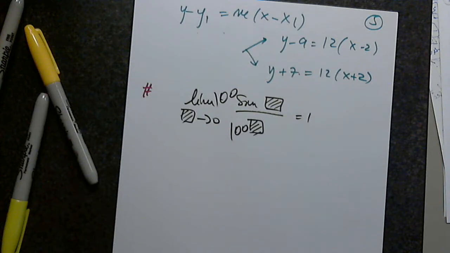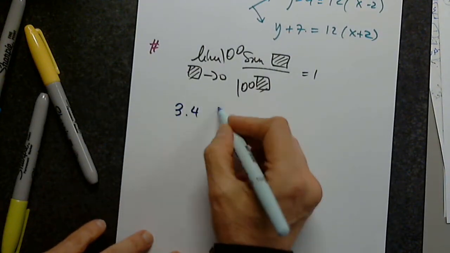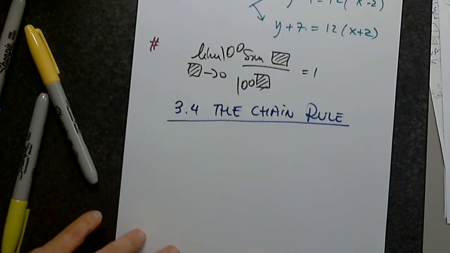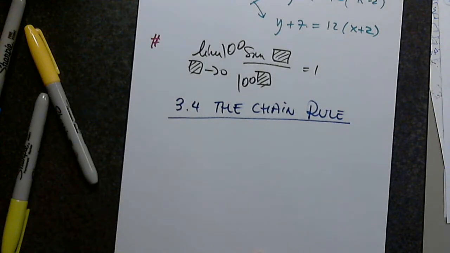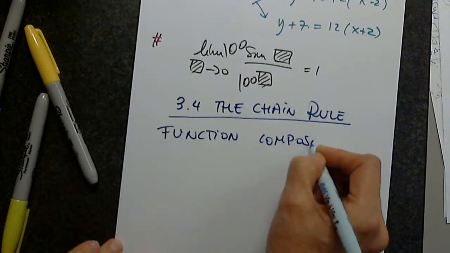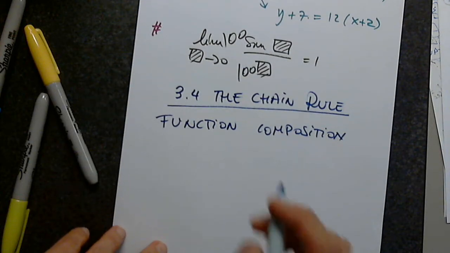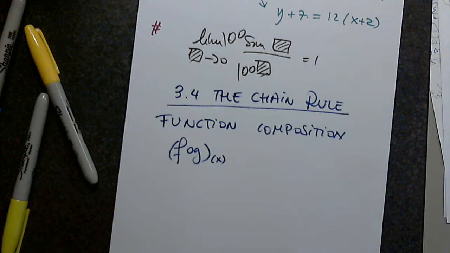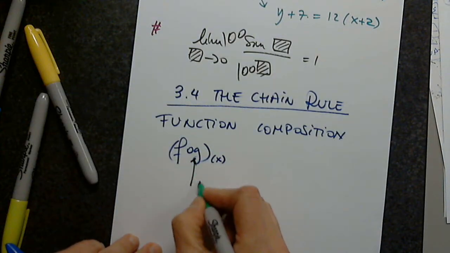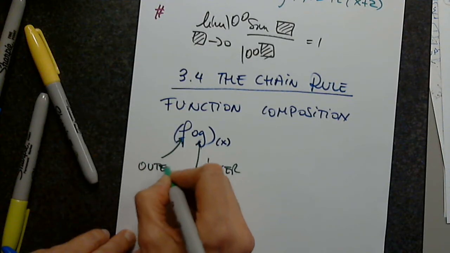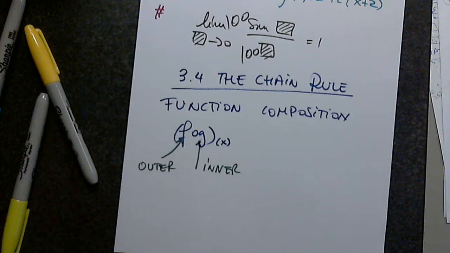Okay, so finally we got to the chain rule. This is section 3.4. The chain rule refers to function composition. What is function composition? F composed with G of X, which means, which is the inner function? Yes, the closest to X is the inner. And the one that is applied to F is the outer. Perfect. That's why we emphasize this in pre-calculus.